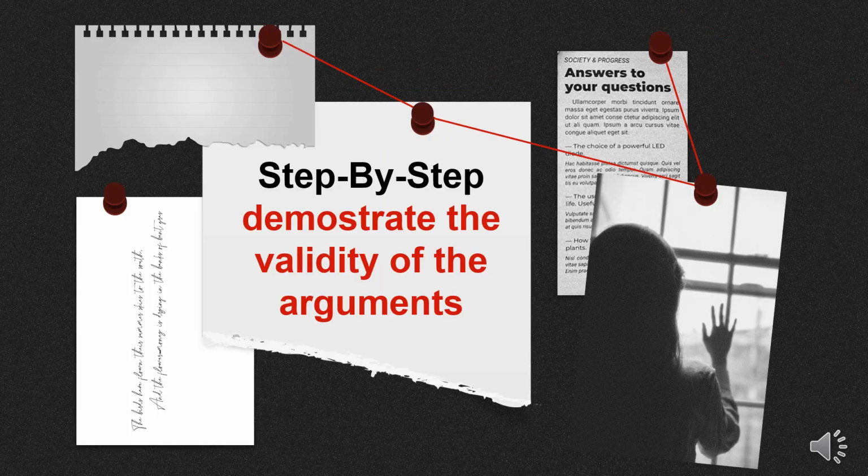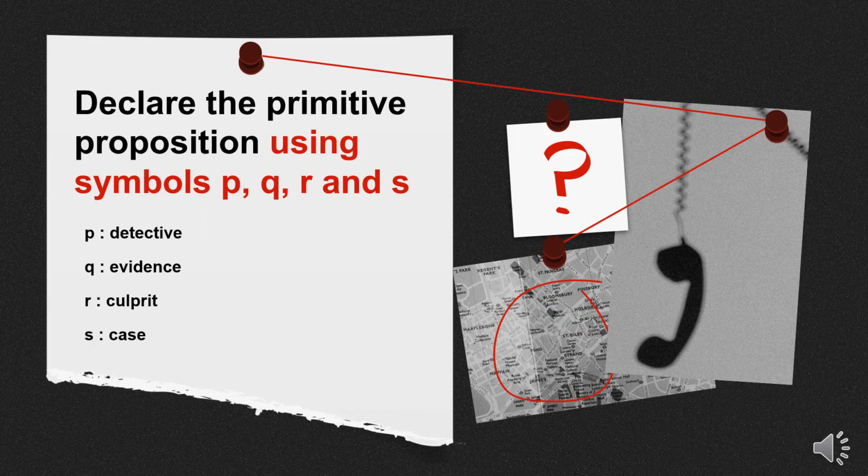Next, I will show step by step how to prove our argument is valid. Step 1 is to declare the primitive propositions using the symbols P, Q, R, and S. We label P as detective, Q as evidence, R as culprit, and S as case.